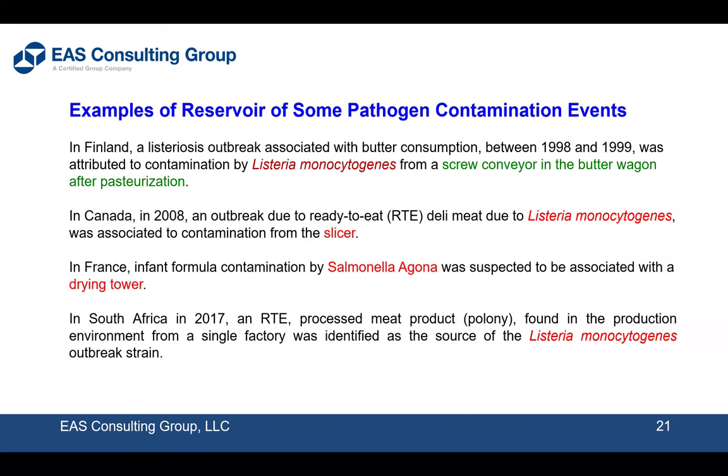So what I'm saying here is we look at the product and we look at the process when we're establishing locations. Because as I said, many of these, we swab zone three, but then in outbreaks of butter, it's in the screw conveyor after pasteurization. It's the slicer when you're slicing meat. We already have known that as early as 1999, Salmonella in infant formula is the drying tower. So what is it in the drying tower that could harbor Salmonella? We have to ask ourselves.